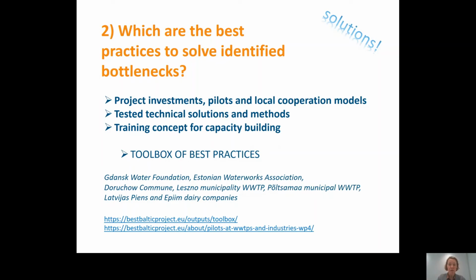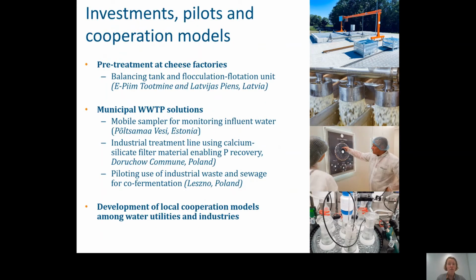I will now shortly only describe the project investments in local cooperation work, as well as show you a glimpse from the toolbox, which was compiled by Gdansk Water Foundation. At 2 cheese factories, the project invested in pre-treatment. EPIM in Estonia built a balancing tank, and Latvia's PNC in Latvia constructed a flocculation flotation unit.